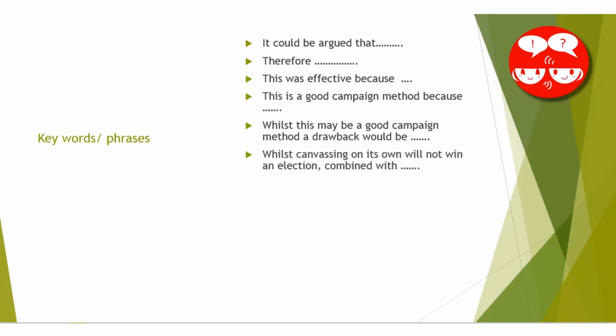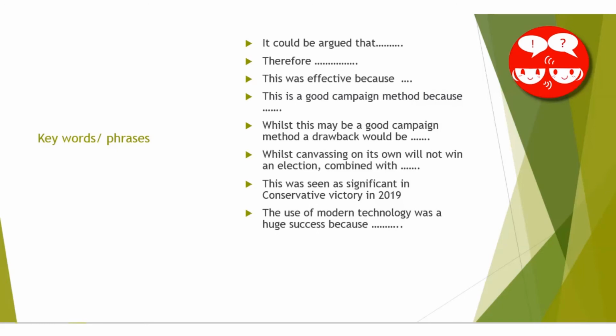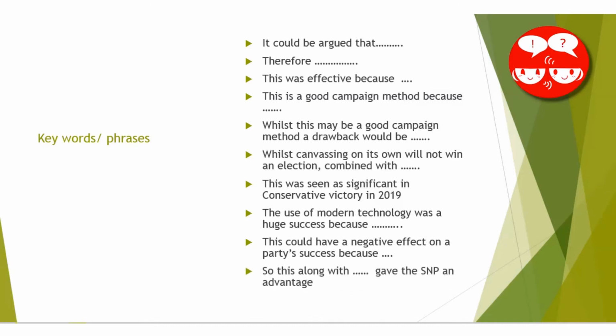And then another one, whilst canvassing on its own will not win an election, combined with, and then you put in another reason. This was seen as significant in the Conservative victory of 2019. The use of modern technology was a huge success because... This could have a negative effect on a party's success because... So along with something else, gave the SNP an advantage.